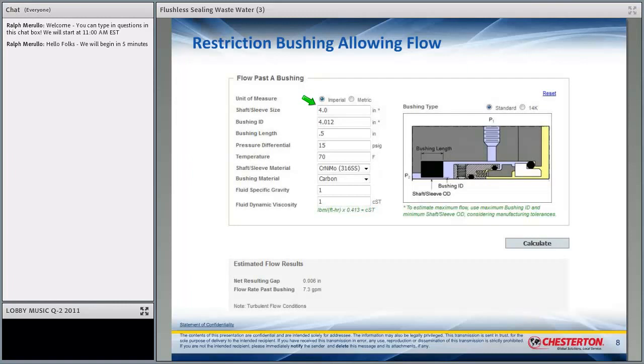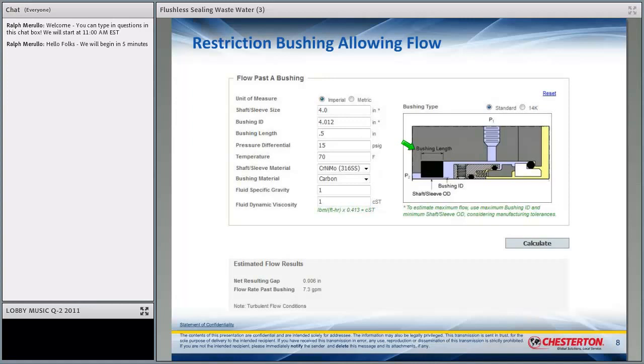What Ray discovered is the most important factor was the gap between the ID of the bushing and the OD of the shaft, and the length. He set up this algorithm, and our IT folks very nicely put this online for our sales and engineering folks. Excellent.